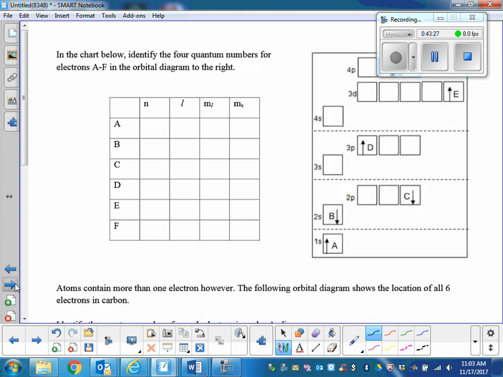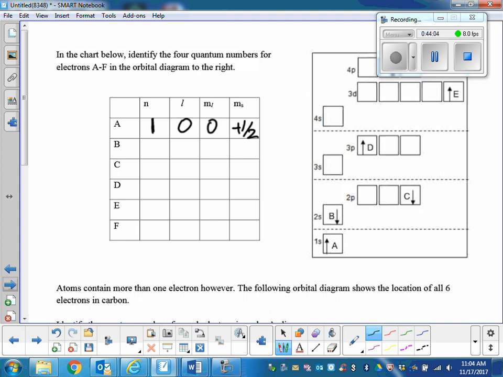So let's look at this. This is the electron in the 1s orbital. What are the 4 quantum numbers for this electron? What is the energy level? 1. It is in the s orbital. If it is in the s orbital, what's the value of L? 0. If L is 0, what can ML be? Only 0. Is the electron spinning up or down? Up. So we're going to say it's a plus half.